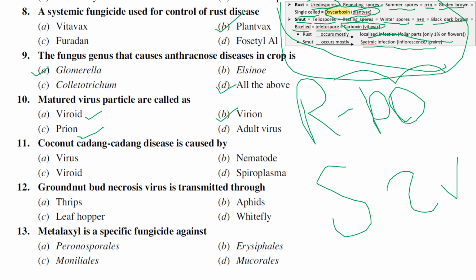The next one: coconut cadang-cadang disease is transmitted by virus, nematode, viroid, or spiroplasma. This coconut cadang-cadang is a viroid disease, and it is also the smallest viroid that is reported so far, which contains 246 nucleotides. The next one: groundnut bud necrosis virus is transmitted by thrips, aphids, leafhoppers, or whiteflies. Generally, it is transmitted by Thrips tabaci.